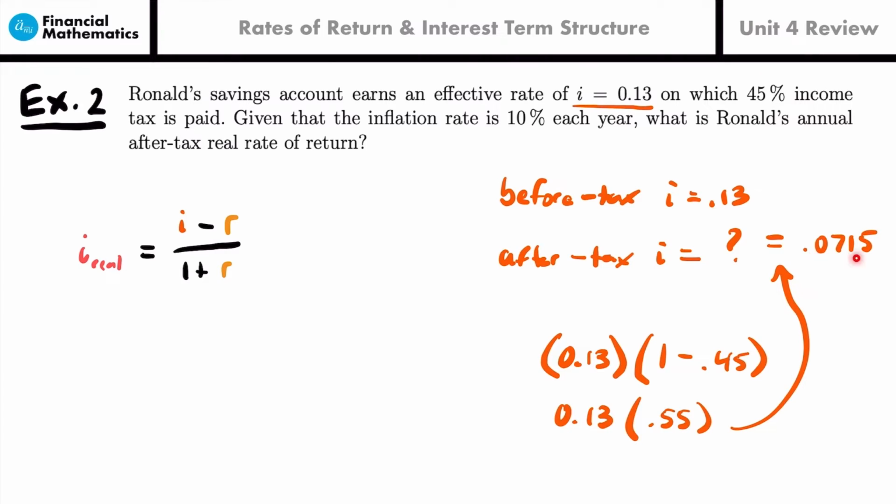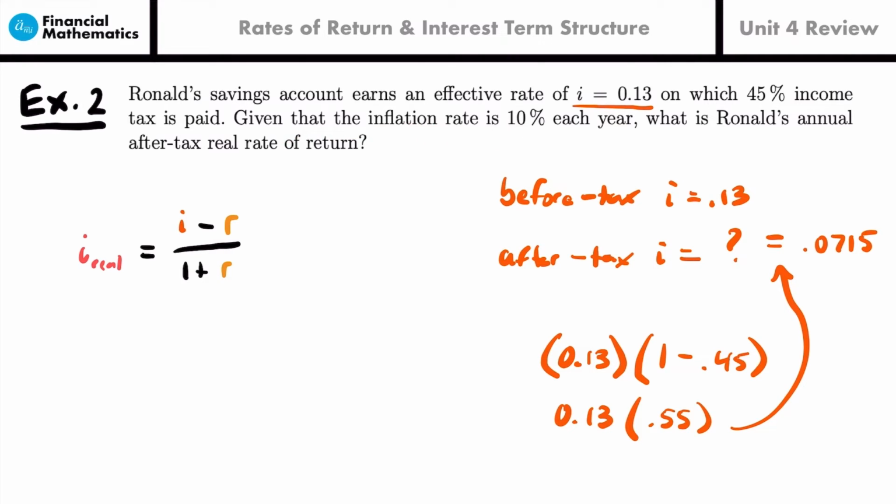All right, that is the current after-tax interest rate for Ronald's savings account. Okay, he earns 13% every year, but 45% of it is going to income tax, so he really only earns 0.0715, or 7.15% interest. That's his current after-tax interest rate. So that's the interest rate we're going to use in this calculation, which now we can do. It's a pretty straightforward calculation from this point forward.